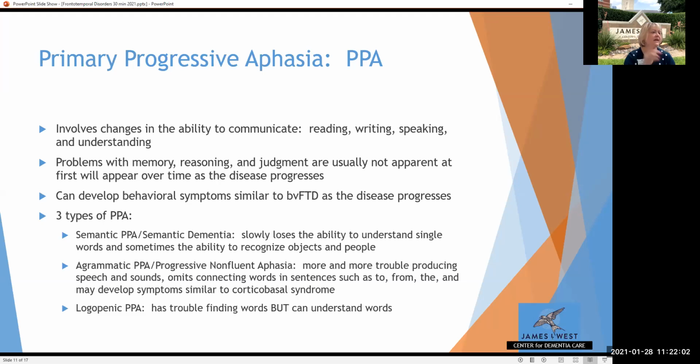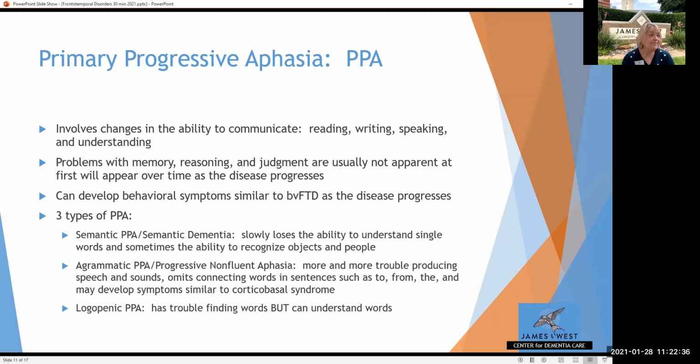So there's three kinds. The semantic PPA is where they slowly lose the ability to understand single words and even recognize objects and people. This is how it presents: they are starting to lose their words. They're not recognizing this is a pen, that is a car, this is the phone, things that they've known their whole lives. They may not be able to call the name of the object.